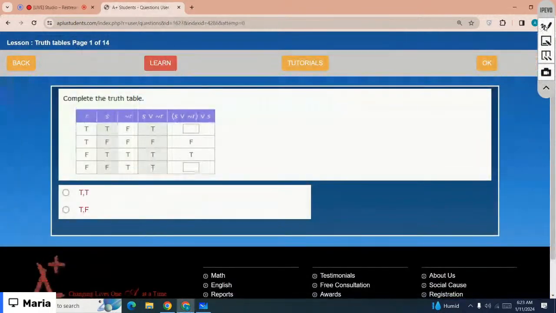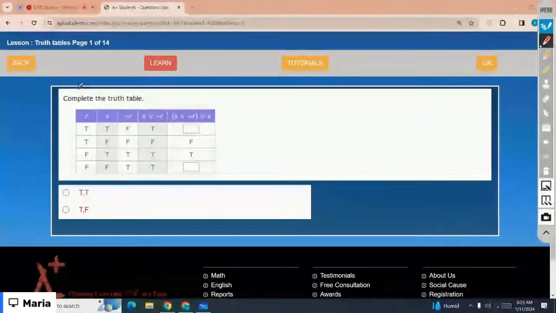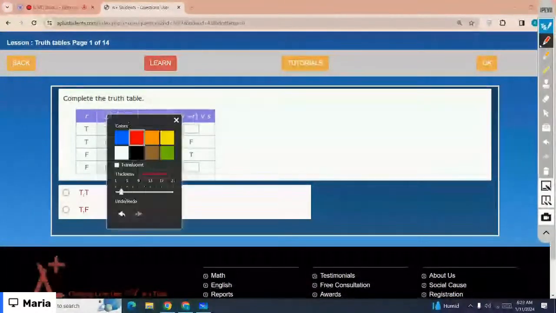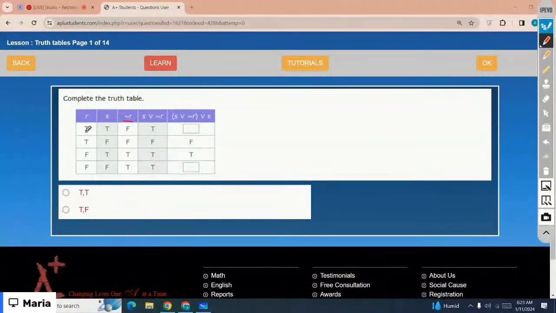Let's understand the table first, right? You are given R and S, then the negation of R. Like R true, negation is false. False, negation is true. Then you did or of these two values, S and negation of R, right? Or means if one of them is true, the answer is true. This is true, the answer is true. Both of them are false, the answer is false. Both of them are true, the answer is true. The second one is true, the answer is true.